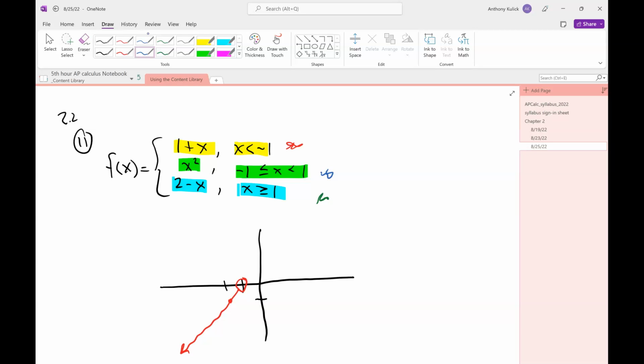If I plug -1 in for x squared, I get 1. And -1 is in the domain, so that's going to get a filled in circle. We said 0, 0 was the vertex. And if I plug the other end in, 1 squared is 1, but notice that 1 isn't in the domain for that part of the function, so I'm going to use an open circle there. So I'll draw the rest of my parabola.